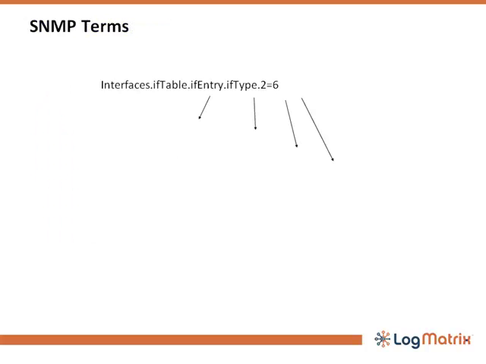SNMP terms. If you saw interfaces IF table, IF entry, IF type .2 equals a 6, could you tell me what that translates to? I can tell you right now, interface 2 on this device is a CSMA-CD, an Ethernet interface, from looking at it. But here's the important parts of this ISO terminology to NerveCenter. IF entry is called the base object. It's the base of a bunch of attributes that can be sought out and have information after this IF entry, after the base object.